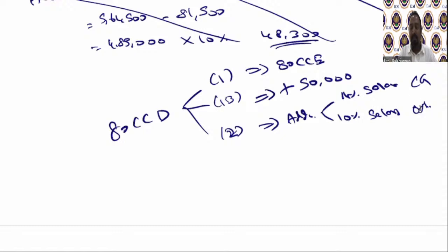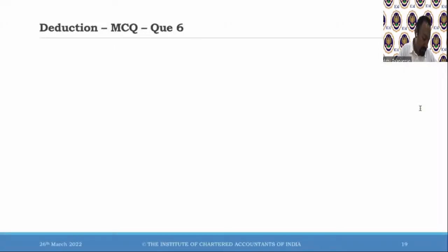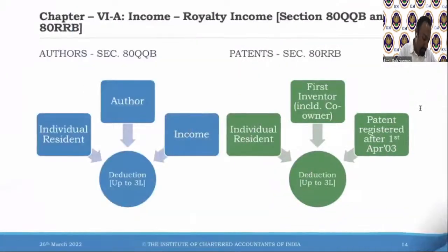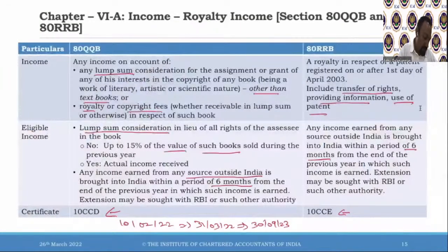Yeah, Jamil, I guess it was 30th September 22 only. By mistake, I've written 23. So the date for 80QQB, right? It is 22. So yeah, you're right. So it is 22.